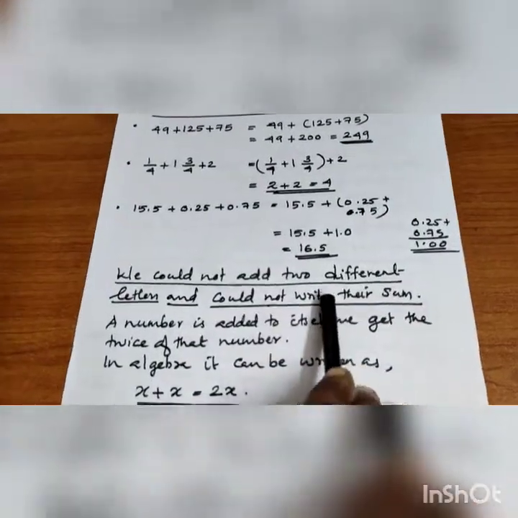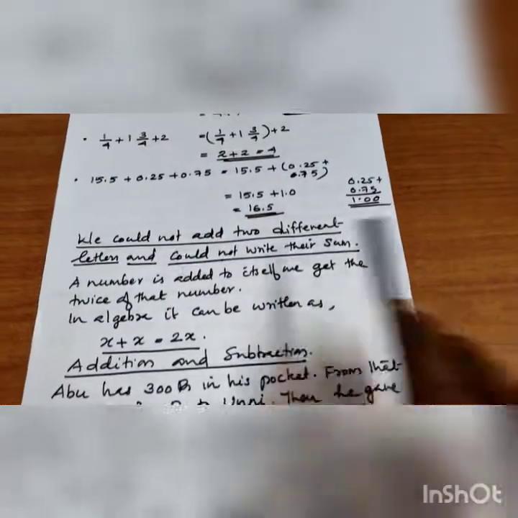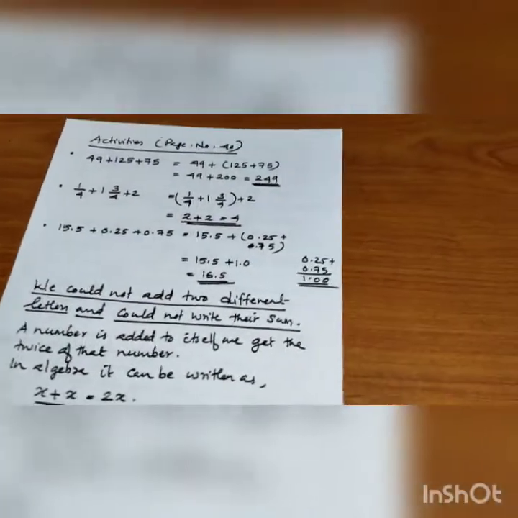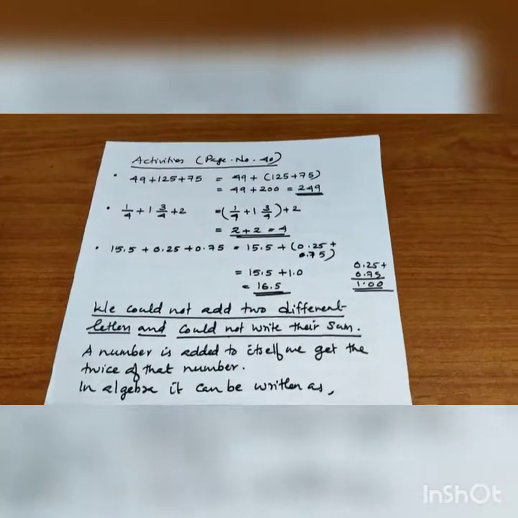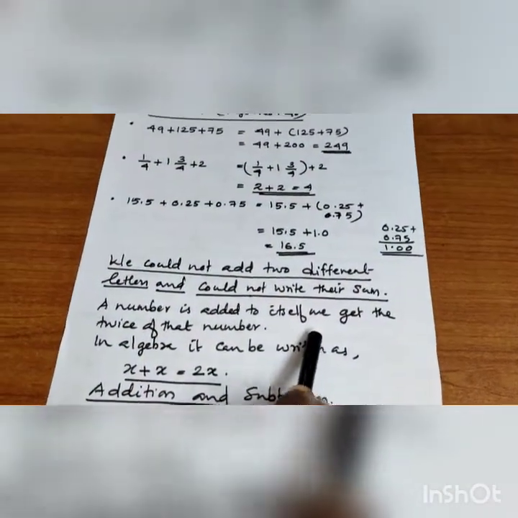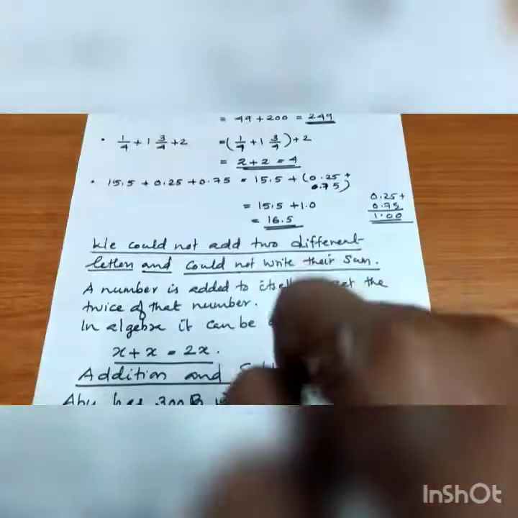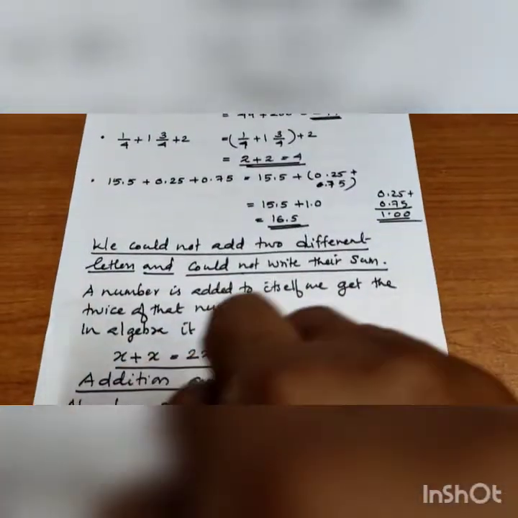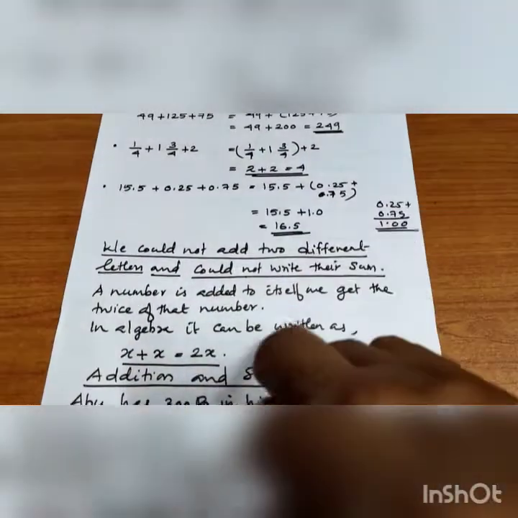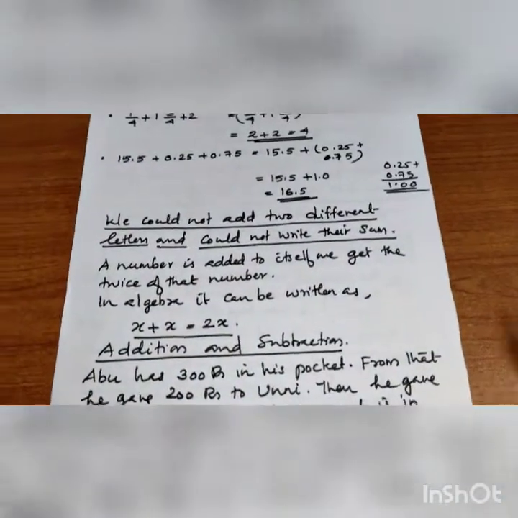We cannot add two different letters or write the sum, that is x plus y has no single result. When a number is added to itself, we get twice that number. If you take the number x and add x to it, that is x plus x. That means if a number is added 2 times, it is the number into 2, that is 2 into x. That is x plus x is equal to 2x.